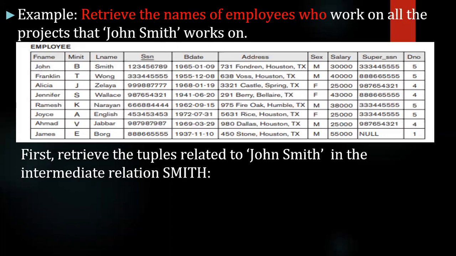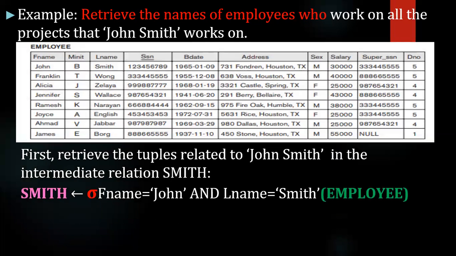So now we'll write the query step by step. First, instead of writing the query on the whole employee table, I will extract, because I need to work with only John Smith. So first I will retrieve the data related to John Smith. We'll write the query: select that tuple where first name is John and last name is Smith from the employee. Then I have created an intermediate table Smith. The Smith table contains details about John Smith.